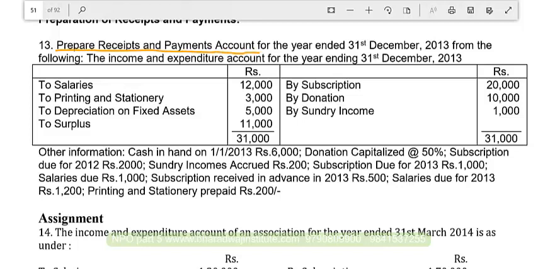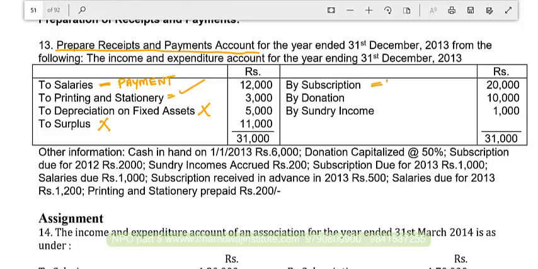They have given income and expenditure account. Salary, it will come in which side? Whatever is a payment made, you have to work out. If there is any outstanding salary given, you have to work out. Printing and stationery also will come in what? Payment side. What about depreciation on fixed assets? Is it a cash item or non-cash item? It will not come in receipts and payments account. Surplus also is not a cash item. It is just income minus expense.